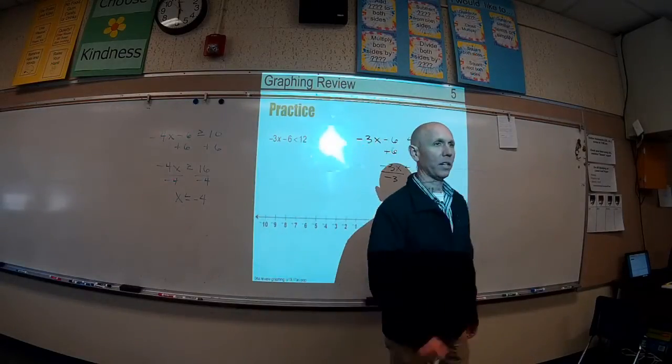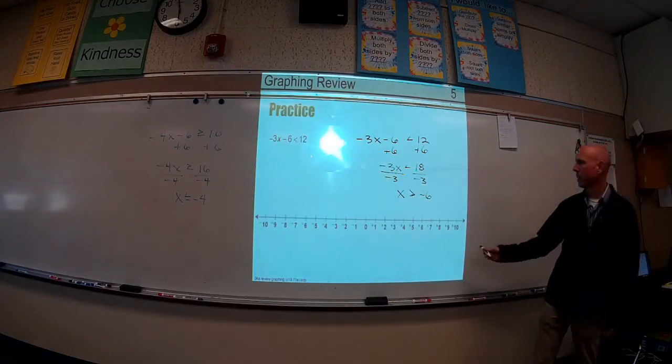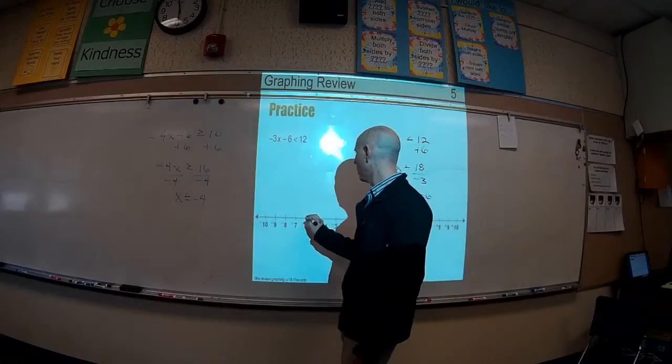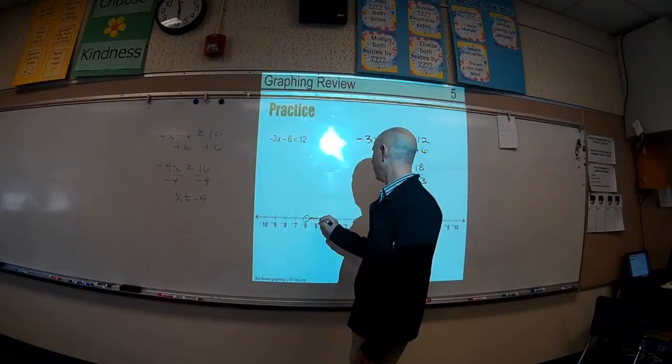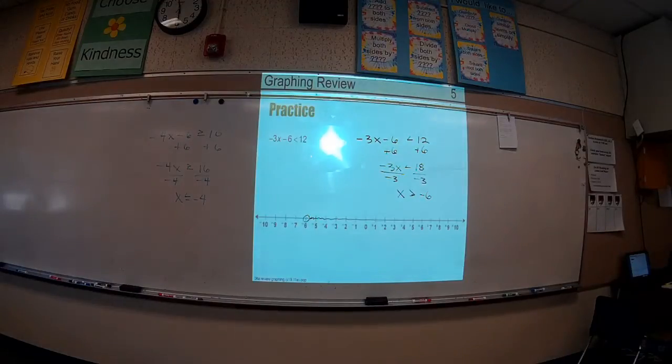If you don't flip it, you're going to get half credit on this thing. If you graph it backwards, you're going to get half credit on this thing. Okay, so I put it at -6, open or closed? Open, and I'm looking for the things that are above it. Boom, boom, boom. Questions on that question.